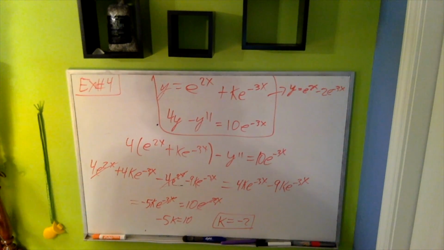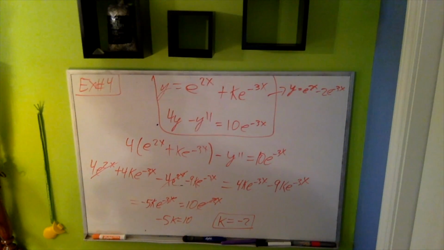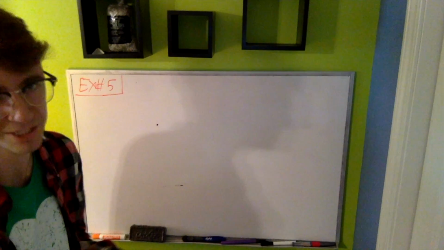Let's move on to example number 5, which is the last example for 6.4. You guessed correctly. Example number 5 is an AP question. It is from the multiple choice section, and it is no calculator.